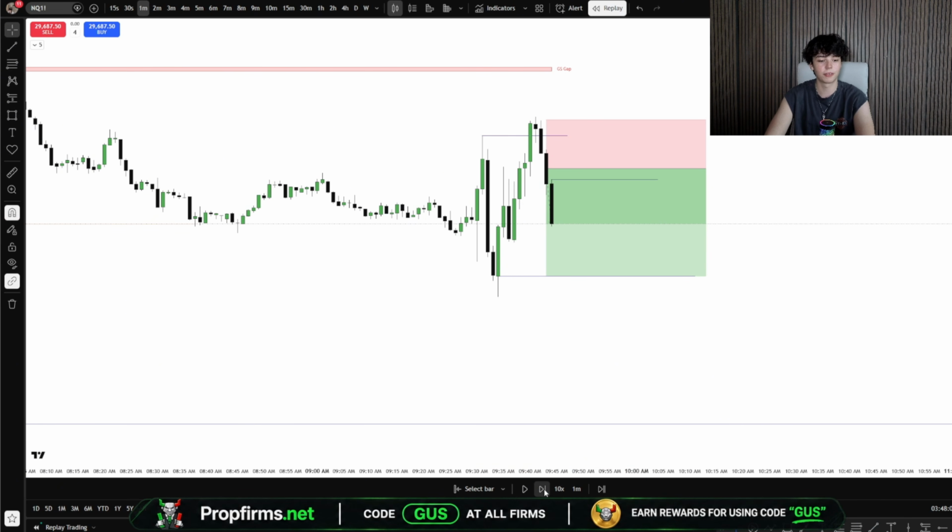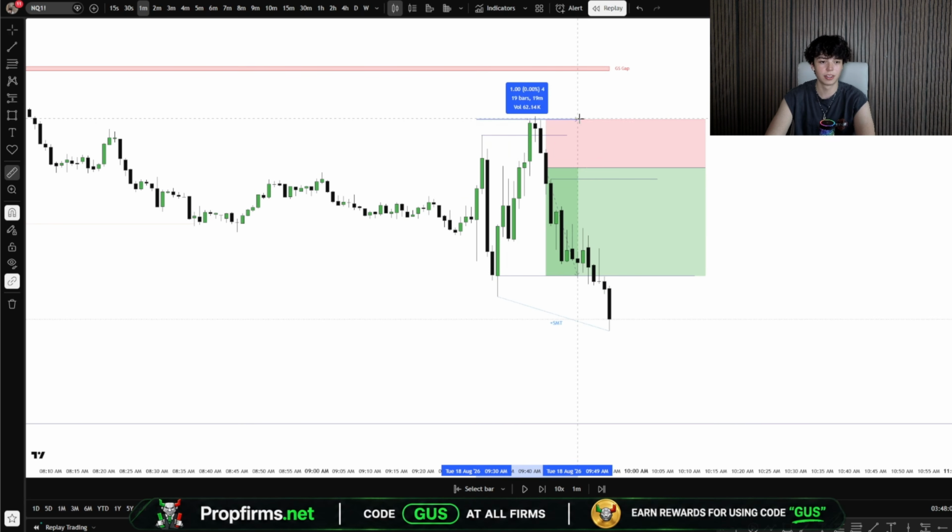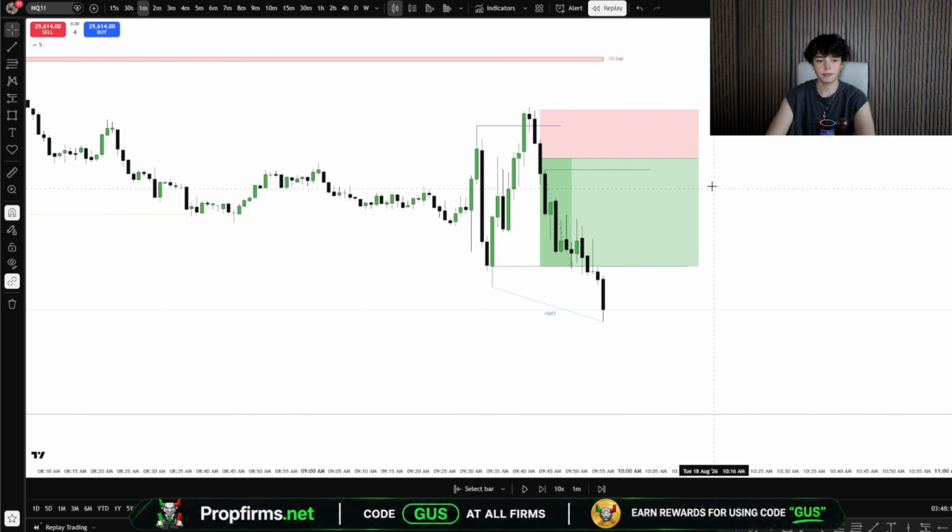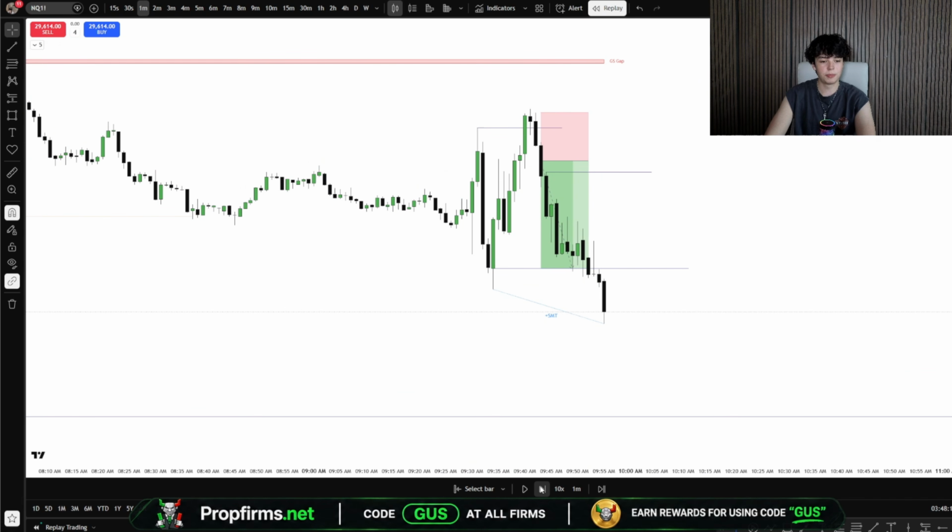This is low-hanging fruit. This is easy bread right here. So as you can see, bang, trade hit. You also could have just top ticked the GS gap. You could literally have taken it right there. But as you can see, we sell off. Now the objective is still the same.